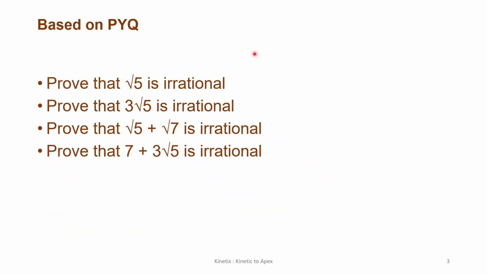Based on the previous year questions, these are some of the assignments that you can do. Prove that root 5 is irrational. This we have already done. So in addition to this, you can do prove that 3 root 5 is irrational. Multiplication of rational and irrational will yield an irrational number.